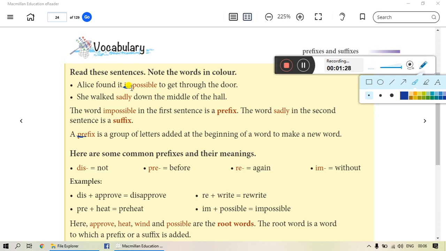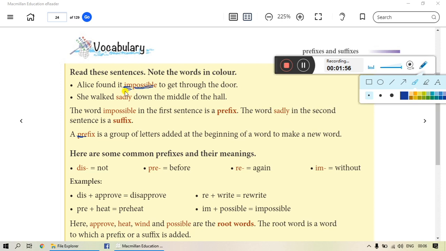So when something is added at the starting point, it's a prefix. So we have added I and M to the word possible. The word possible means when something can be done. But when you add I M in the initial part, the word becomes impossible and the meaning changes. Now the meaning is something which cannot be done.